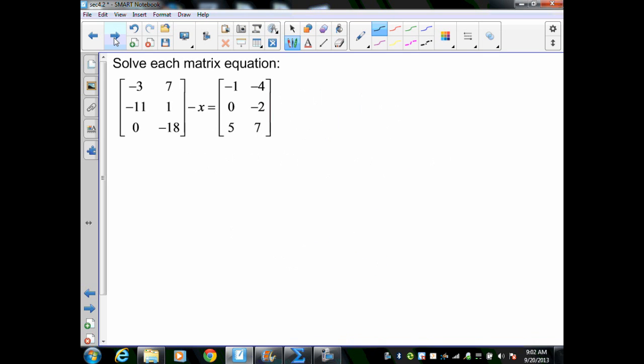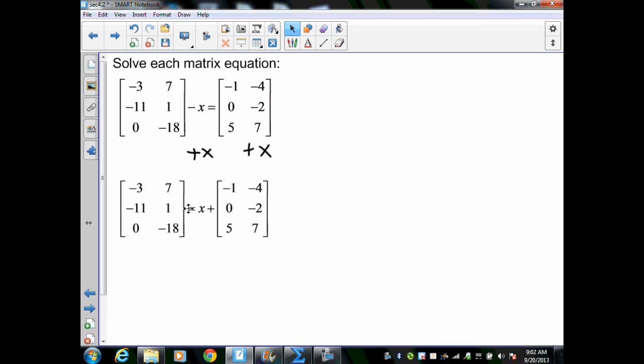We have another example, and here, as I've shown on the previous slide, that I have a minus x, and we haven't used this on matrices. So therefore, we need to move that x to the opposite side by using inverse operation. So I'm going to add x to both sides. And when I add x to both sides, that will eliminate this x on the left side.